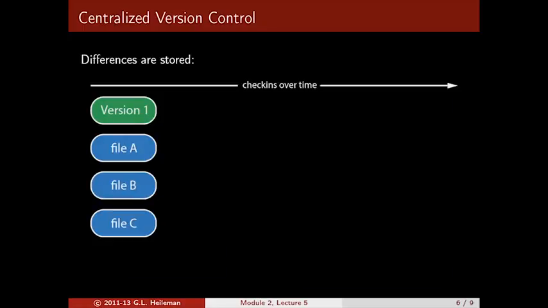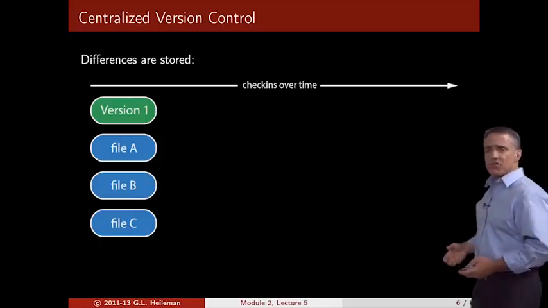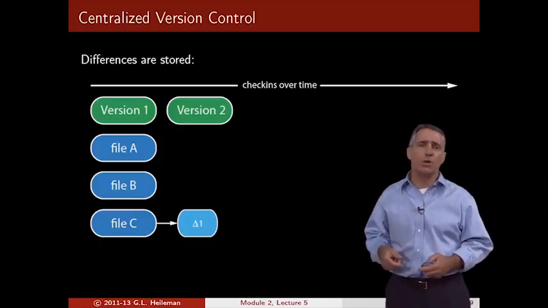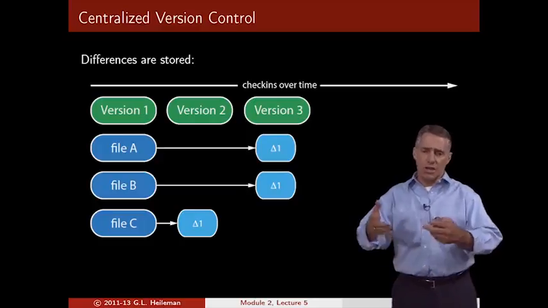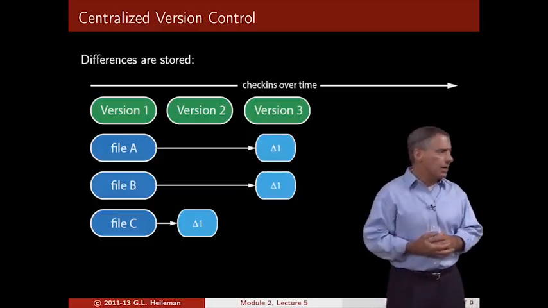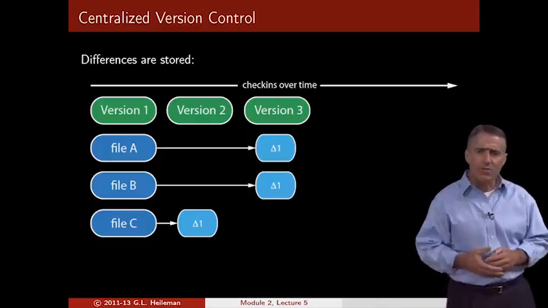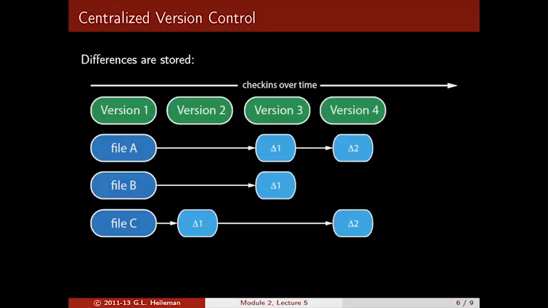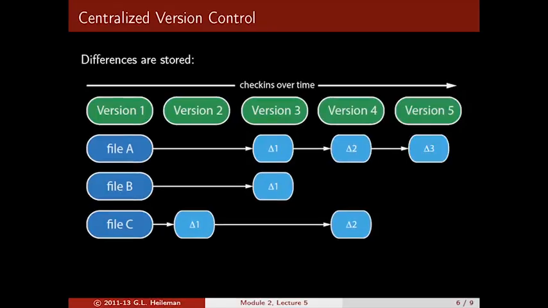Here's what that looks like. With centralized version control systems, you only need to store the differences between files from one version to the next. And so here I'm showing version 1 consists of 3 files. In version 2, only file C was changed, and so there's the first change, and only that change is saved to the database, not the entire file. And in version 3, the other 2 files are changed, and so on and so forth until you get to the last version here that I show.